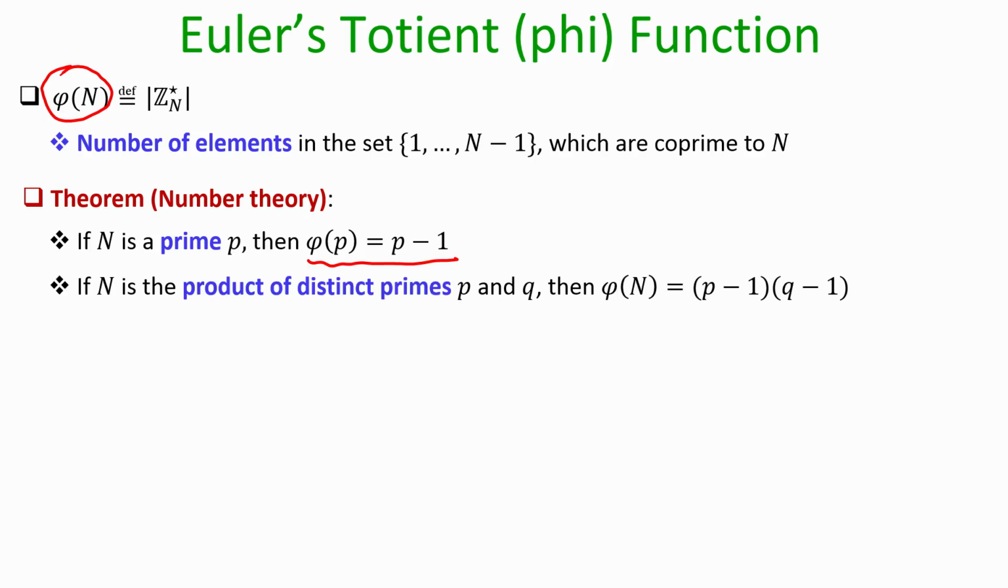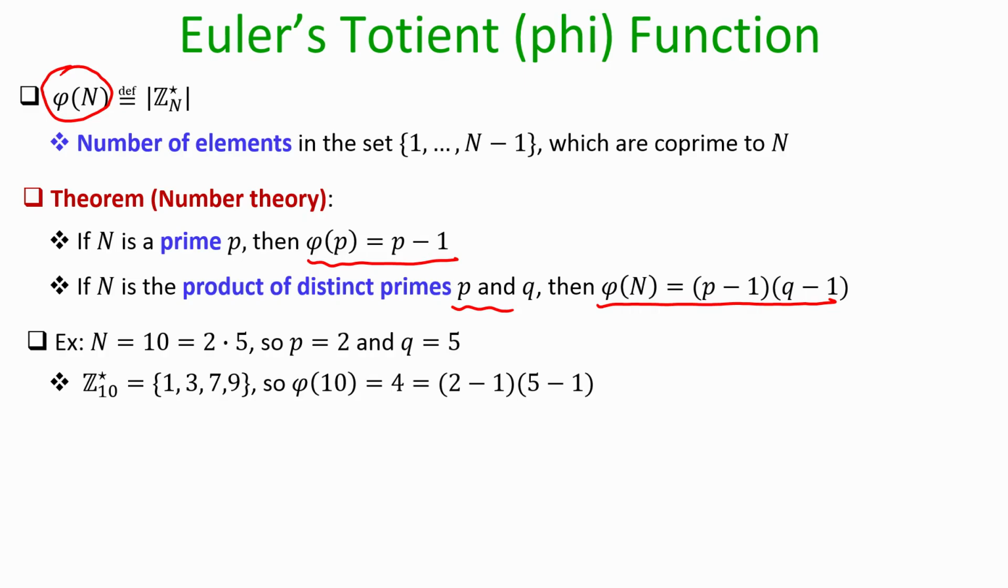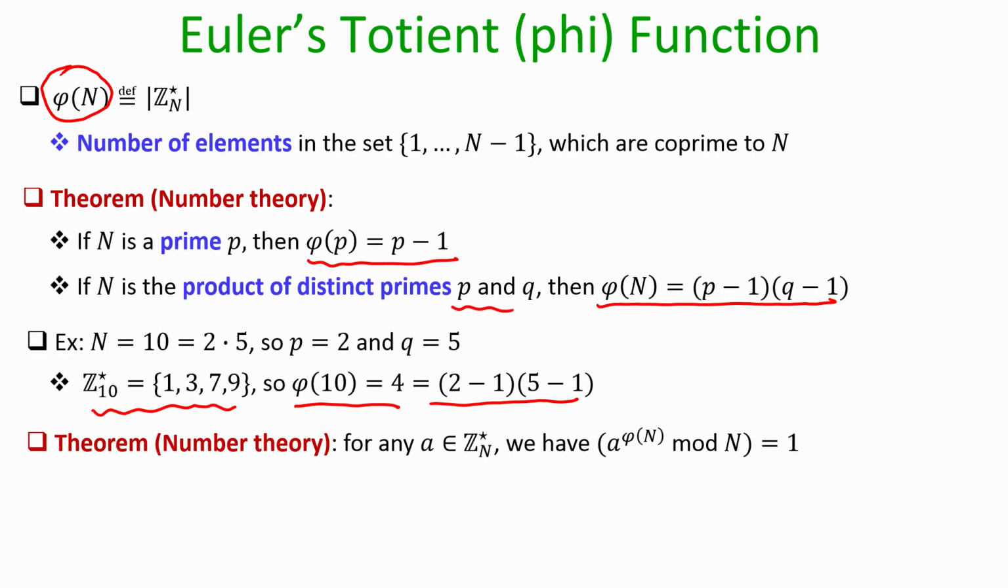On the other hand, if n is the product of two distinct primes p and q, then phi of n is nothing but p minus 1 times q minus 1. That means there are p minus 1 times q minus 1 elements in the range 1 to n minus 1 which are co-prime to your modulus n. To verify that, let us take an example, say n equal to 10, which you can write as the product of 2 and 5, where 2 and 5 are primes. So p is 2 and q is 5, and we know that there are 4 elements in the set Z10 star. So phi of 10 should be 4, and 4 is nothing but p minus 1, namely 2 minus 1, multiplied by q minus 1, which is 5 minus 1.